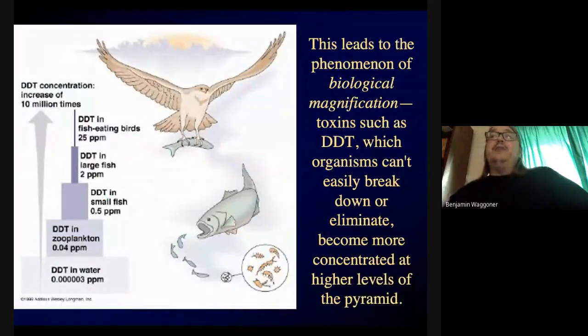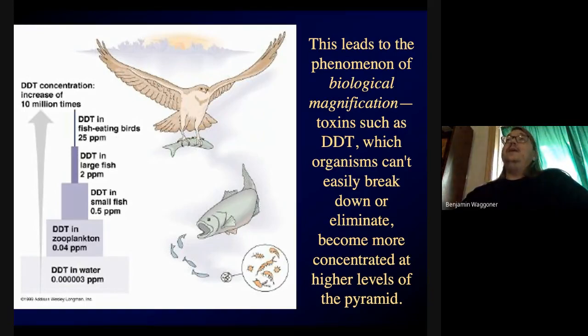Another reason you might actually need to know this stuff is something called biological magnification. There's a number of chemicals in the environment, some of them natural and some of them not, that organisms can't easily break down and can't easily excrete. One of them is an insect pest killer, a pesticide called DDT, dichloro-diphenyl trichloroethane. It's okay, we can just say DDT.